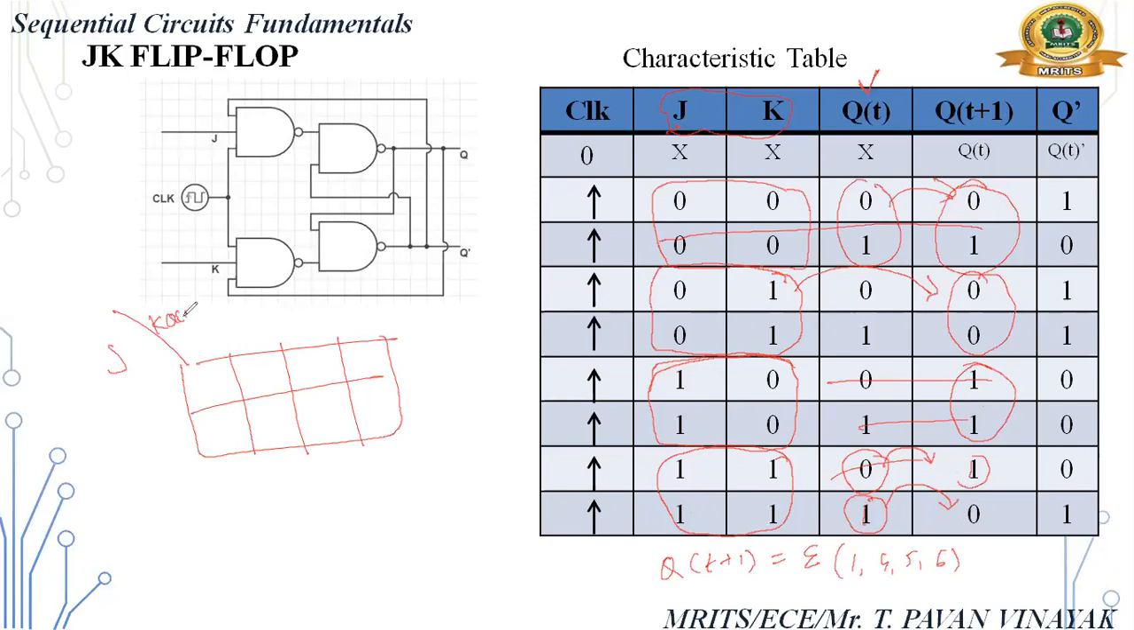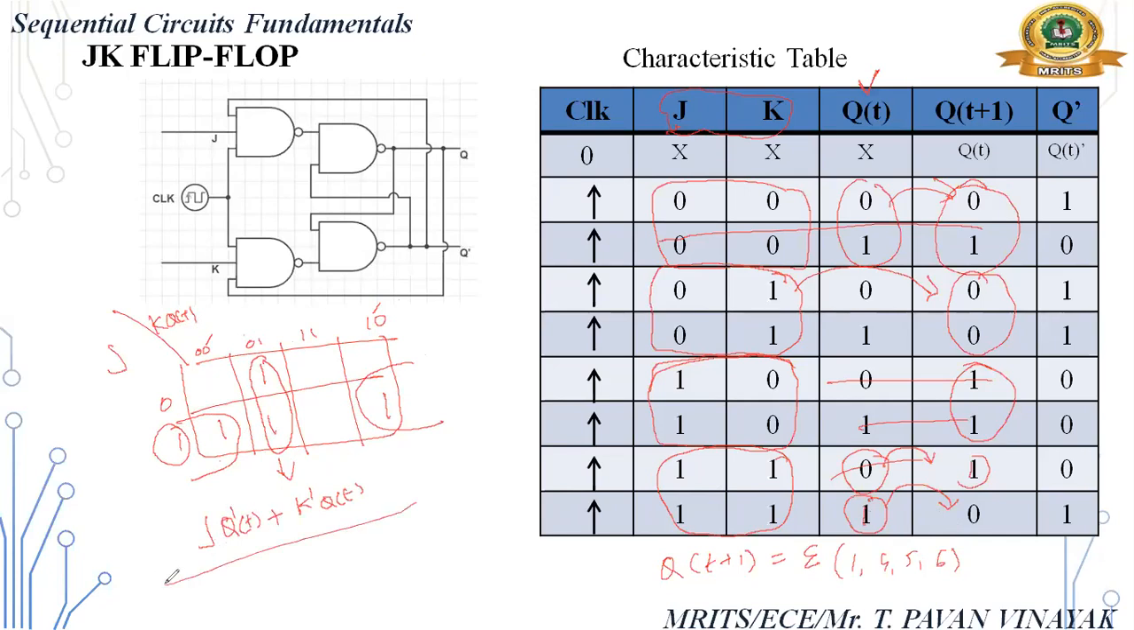J K Q of t: 0 0 0 1 1 1 1 0. So 1 4 5 6. Okay, I am taking this as one pair. What is the expression for it? 0 1 means K bar Q of t. Next, I am taking this one pair. What is the expression? J and Q bar, so J Q bar of t.